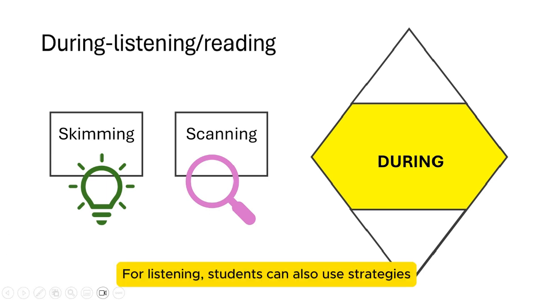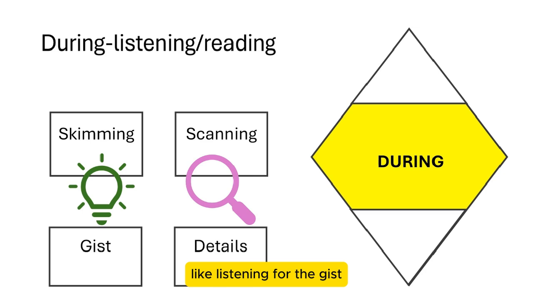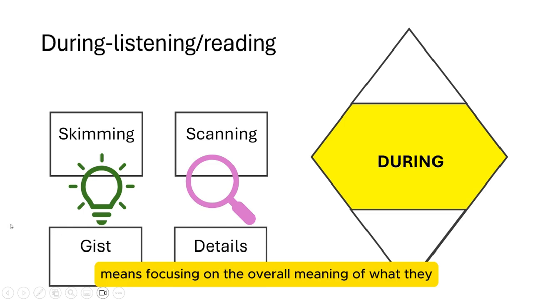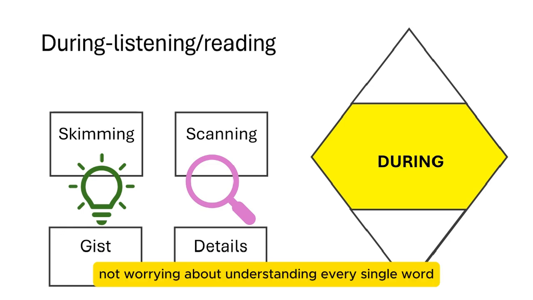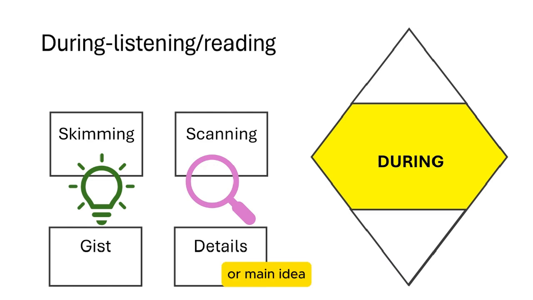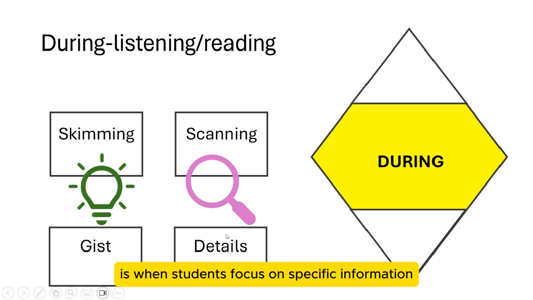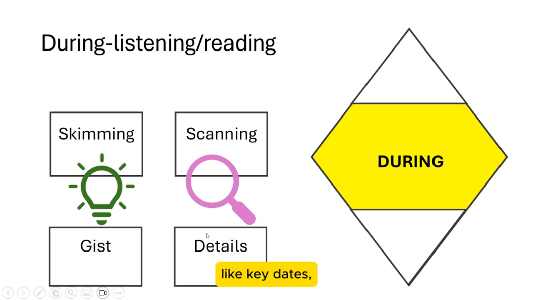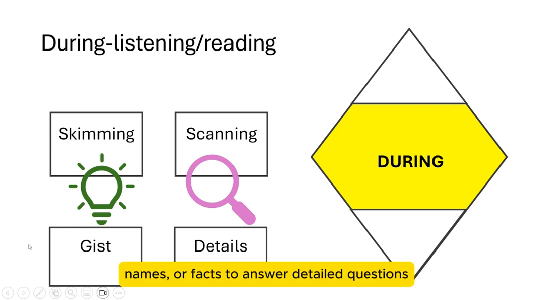For listening, students can also use strategies like listening for the gist or listening for details. Listening for gist means focusing on the overall meaning of what they are hearing, not worrying about understanding every single word. So it's very similar to skimming, right? So students are trying to catch the big picture or main idea. Listening for details is when students focus on specific information like key dates, names, or facts to answer detailed questions.